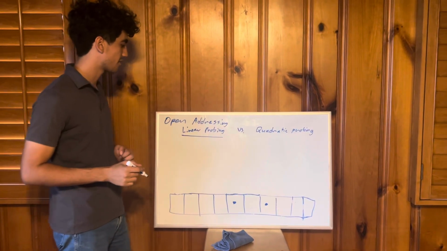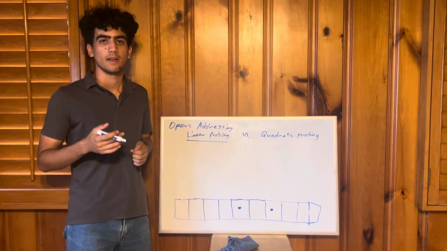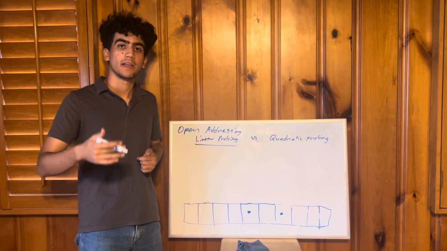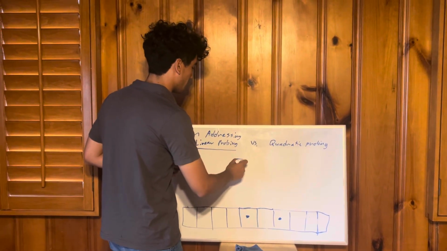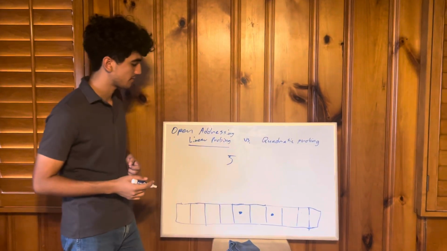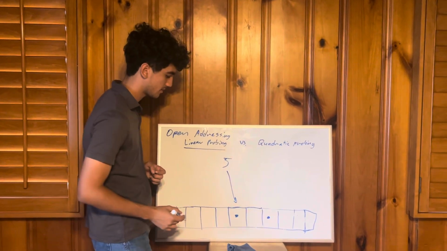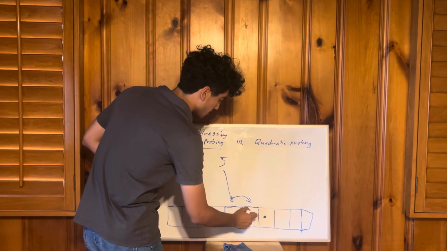So we'll start with linear probing. Linear probing is basically whenever you have a collision in a hash map, you look for the next available bucket and you put the new value there. So let's say the output of my hash function was 5. So 5 would go in the 5th spot, but this spot is full. So it goes to the next available bucket.